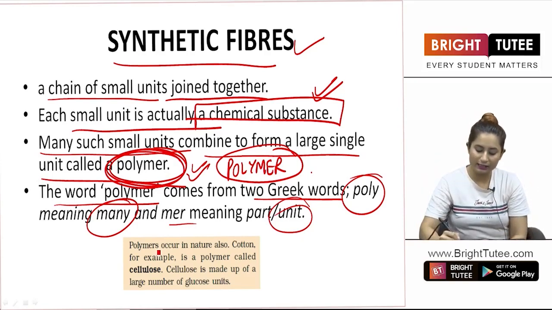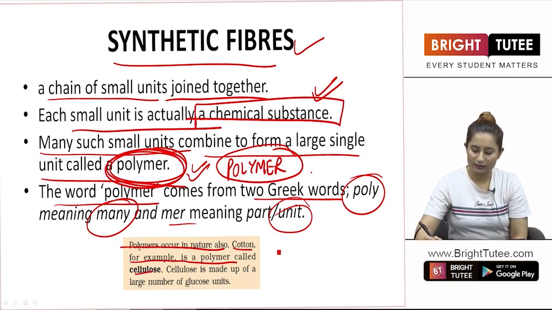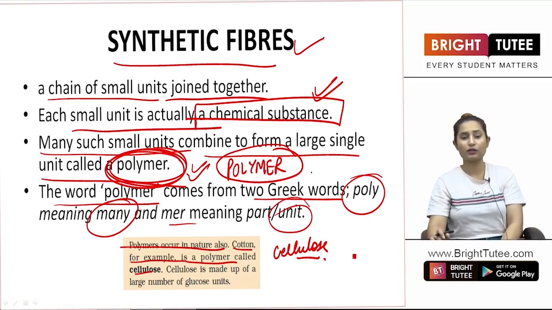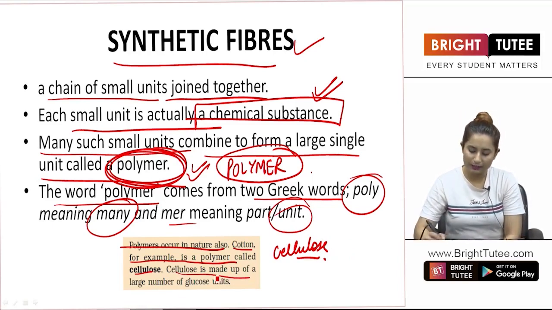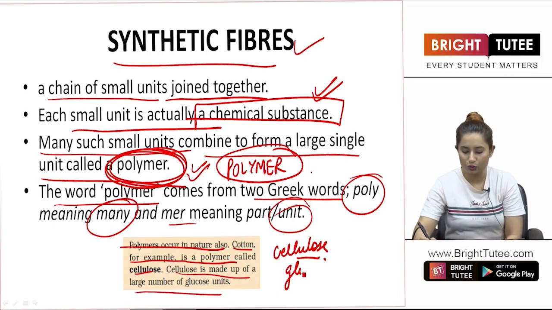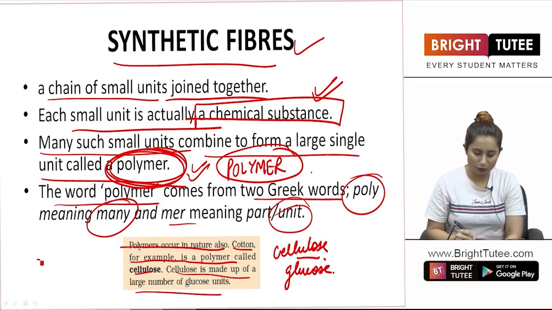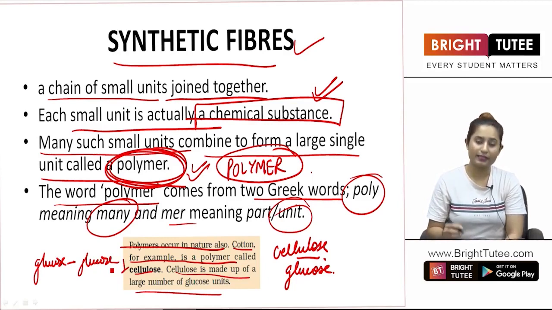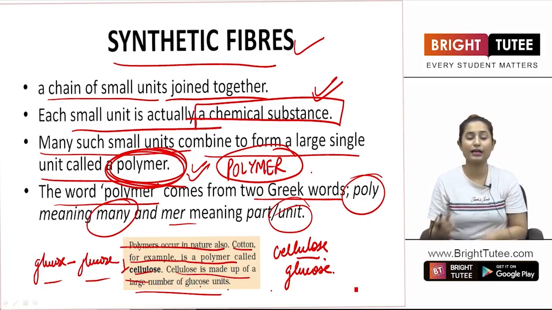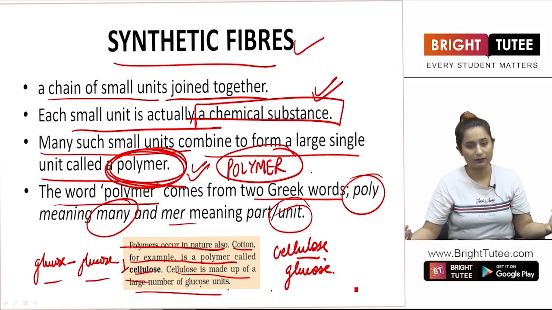Now, polymers occur in nature also. Cotton, for example, is a polymer called cellulose. Cellulose is made up of a large number of glucose units. Several glucose units join: glucose, then glucose, then glucose. Basically, you join a number of units of glucose and you form a cotton fiber, right?